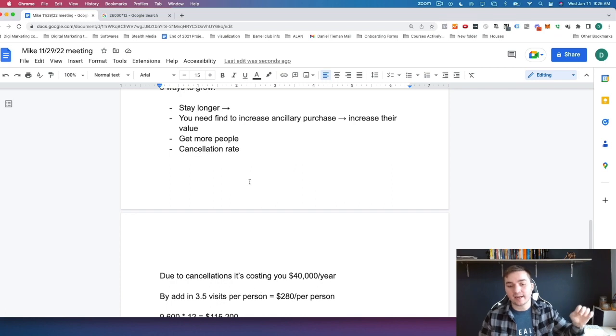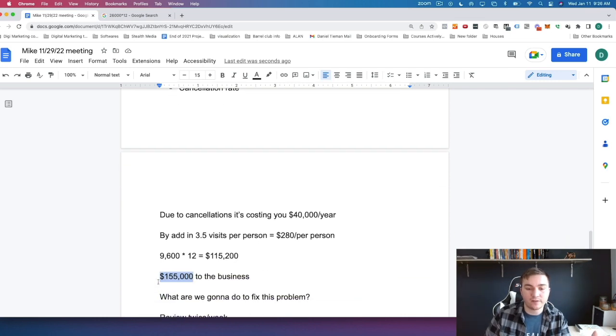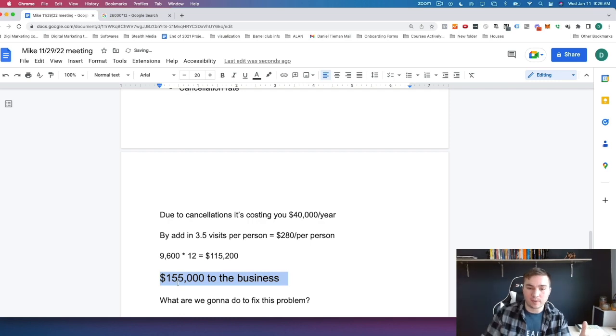Because once again, these time slots are already out there, right? He doesn't have to hire any additional people. He doesn't have to take on any additional overhead, anything at all. All he has to do is focus on lowering the cancellation rate and getting more people into the business, or getting the same person into the business to buy more times. And he would get $155,000 in revenue, and this would go straight to his bottom line.